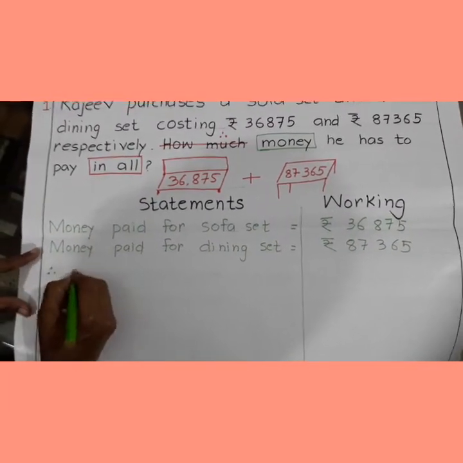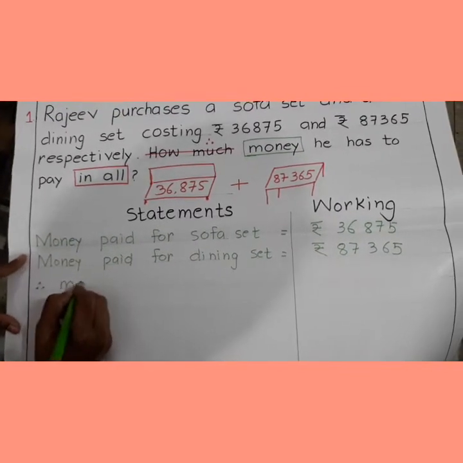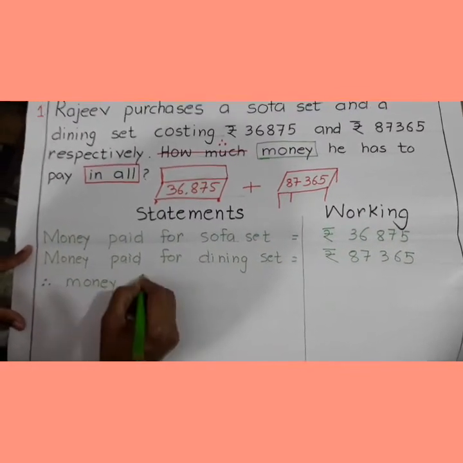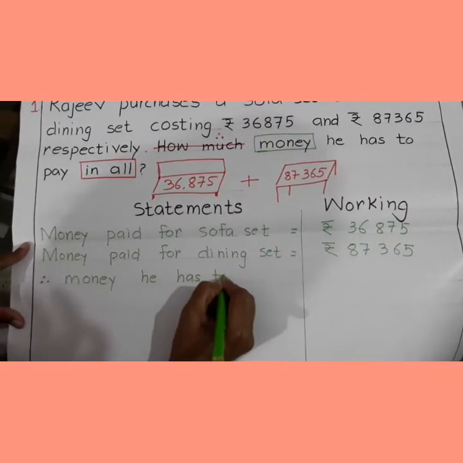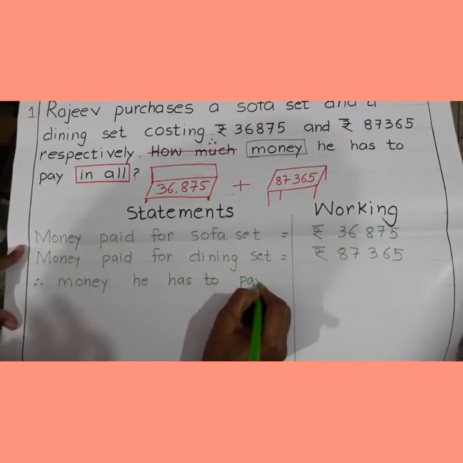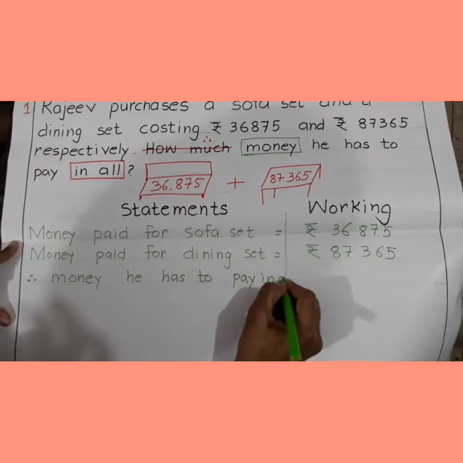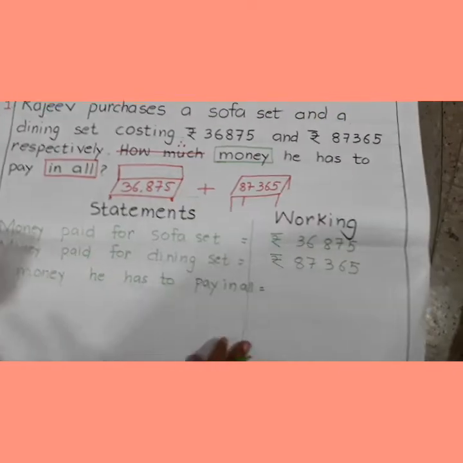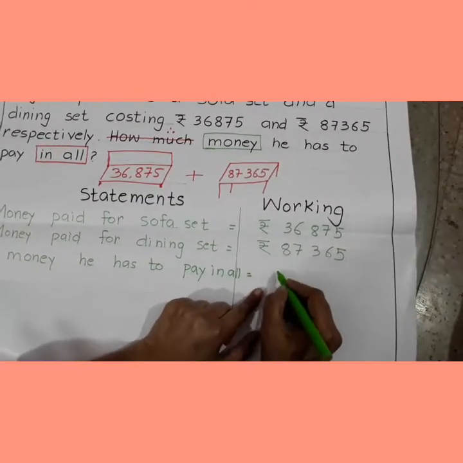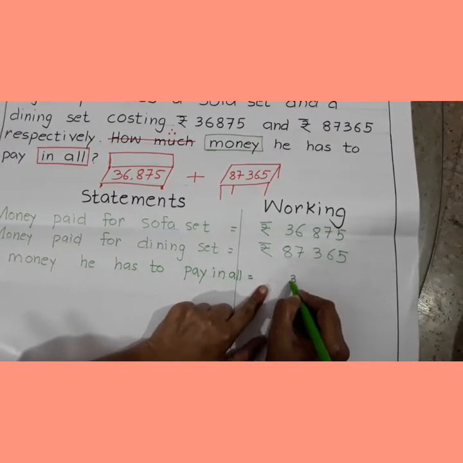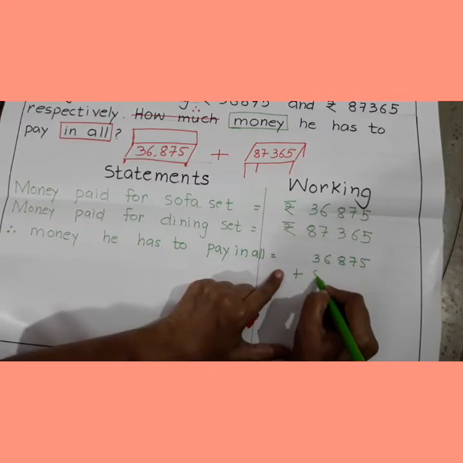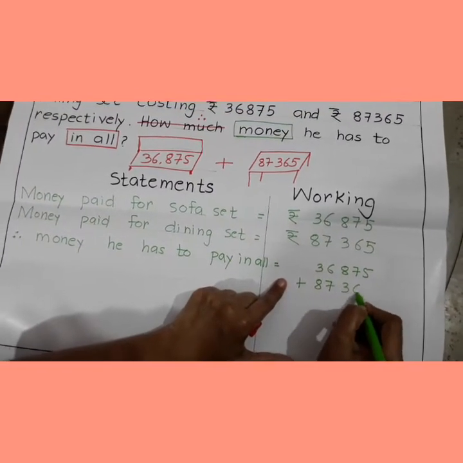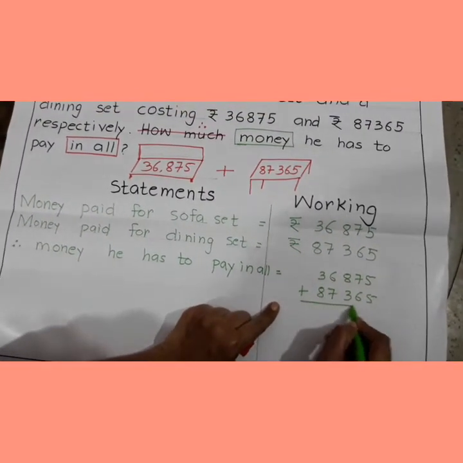Therefore, money he has to pay in all. So what should you do? You are supposed to add it up. 36875 plus 87365. Just add it up.